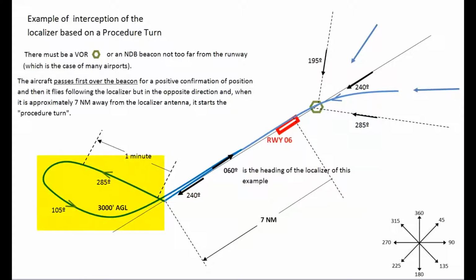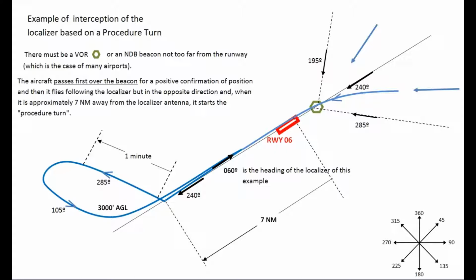The procedure turn must be started when you are outbound in the localizer and about 7 nautical miles away from the runway, or more precisely from the localizer antenna that is usually located at the end of the landing runway. The glide path antenna is instead usually located near the touchdown zone at the beginning of the runway.